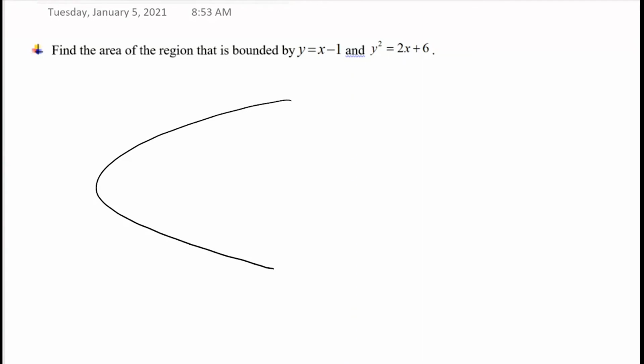Does it look like this? Okay, we have to know this much, okay? And the other one is easy. The other one looks like this, right?